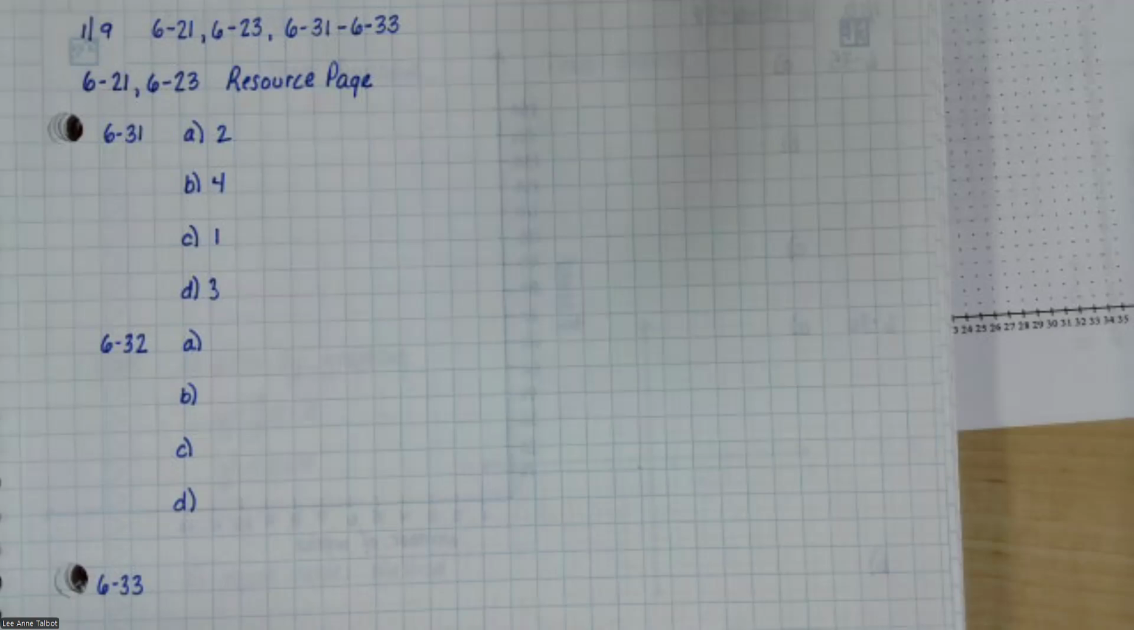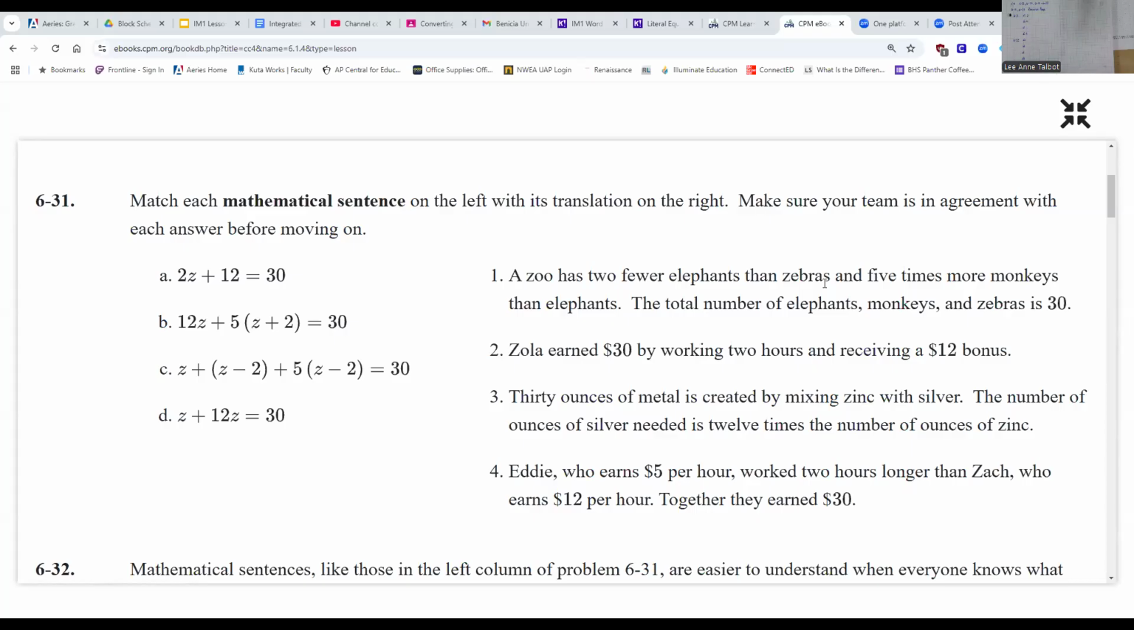Okay, let's take a look at them again. So let's read this one. A zoo has 2 fewer elephants than zebras and 5 times more monkeys than elephants. The total number of elephants, monkeys, and zebras is 30. On this one, I got really lazy and I just said, well, there's 3 things to add together: elephants, monkeys, and zebras, and C is the only one that has 3 things added together. But we should probably not do it that way.